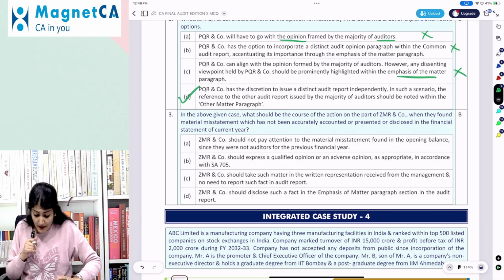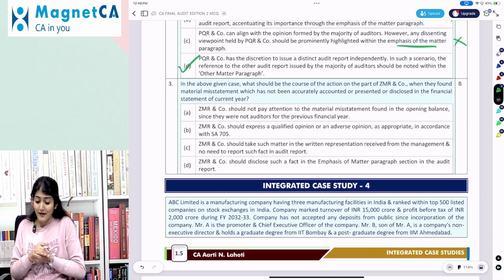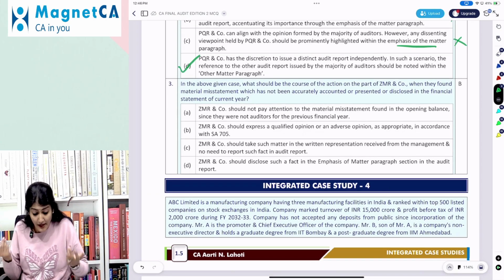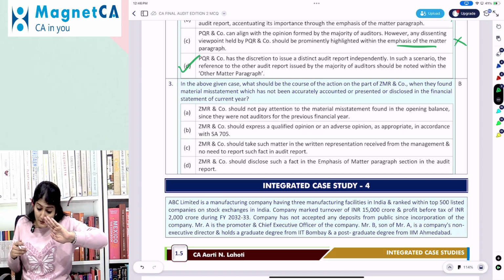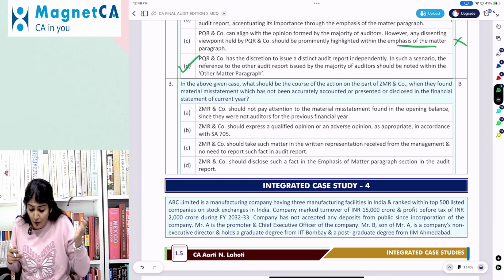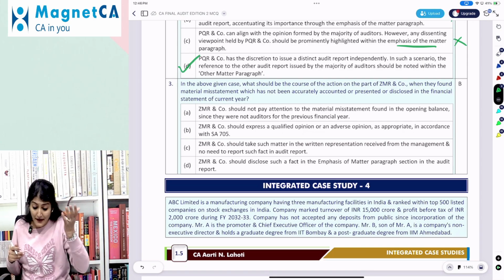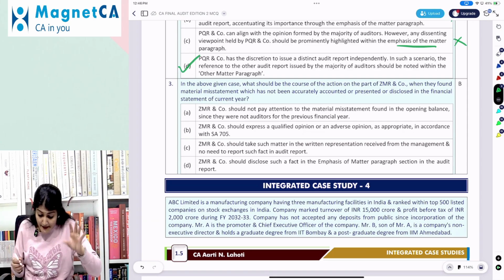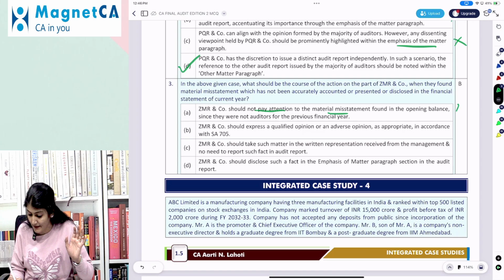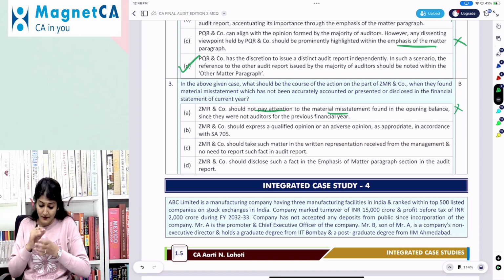And in the above given case, what should be the course of action on the part of ZMR and Company when they found a material misstatement which has not been accurately accounted or presented or disclosed in the financial statement of the current year? So prior period, there is a misstatement. ZMR should not pay attention to the material misstatement. We will not pay attention to this point.